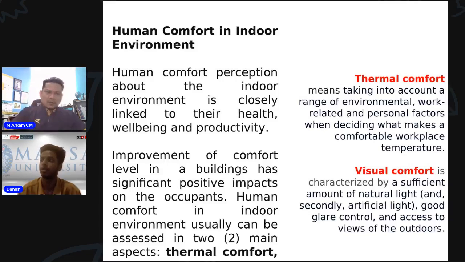In fact, there are many, depending on the book. Some books tell four, some books tell five, some other books tell six. But I just want to talk about these two: thermal comfort and visual comfort.